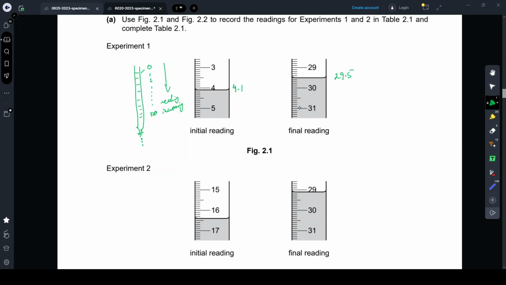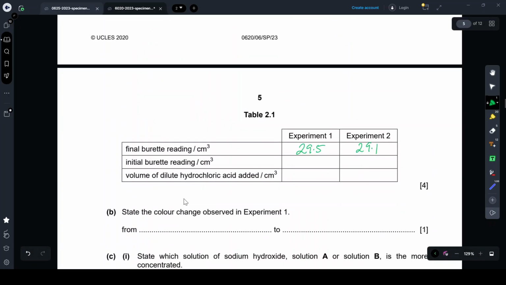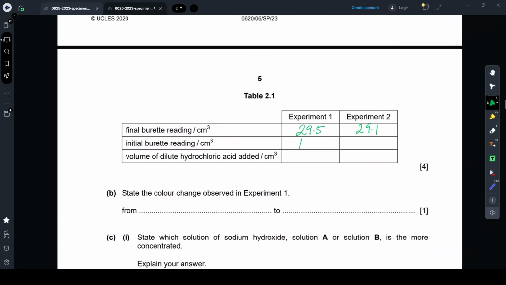So what you've done is you've used that much volume. We're going to calculate that volume. The reading is increasing because you started from here where you hadn't used anything, it was empty till this point, and then you used it and went up to 29.5. So the volume you used is going to be the difference. Okay, what's the initial reading in experiment 2? It is 16.4. Yes, good. So you've got 4.1 and 16.4.